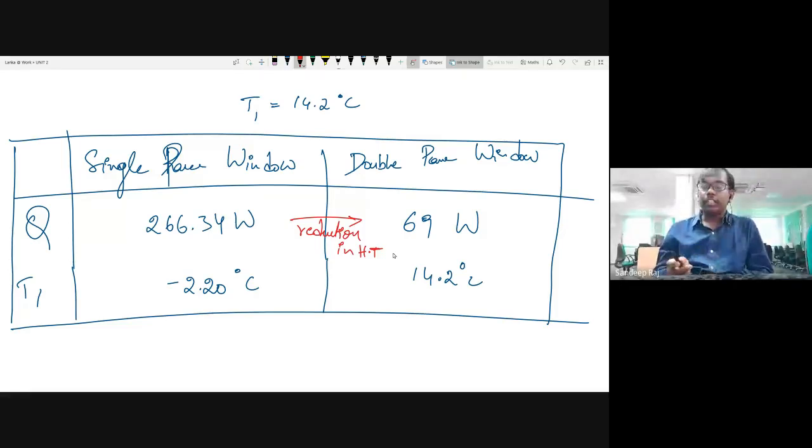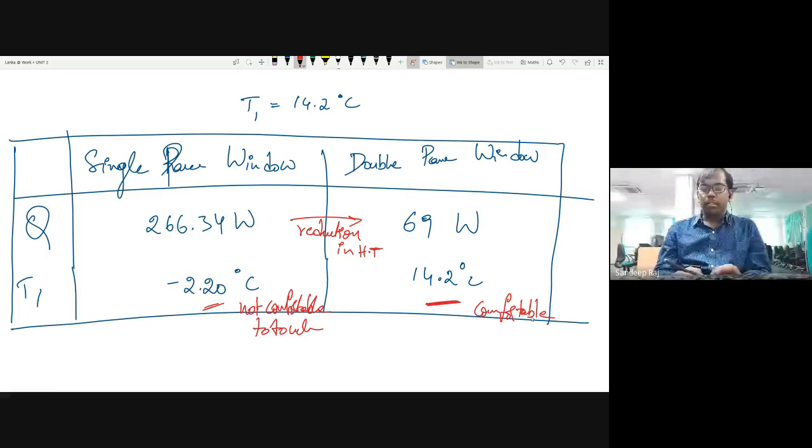Air has a thermal conductivity of 0.026 watt per meter Kelvin. So that thermal conductivity is made use of, and that is the reason why you could reduce the heat transfer hugely. Also, you could maintain a very good temperature on the window side of your room. On the room side, if somebody touches the window, they'll feel comfortable. But here, it's not comfortable to touch, whereas it is comfortable. So I hope you got the point in this particular problem.